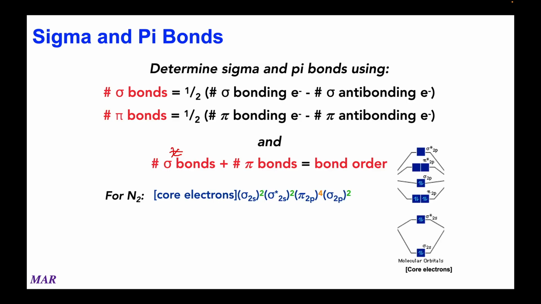For N2, here's the shorthand notation again. The sigma 1s and sigma star 1s are included in the core. But notice I have green electrons and orange electrons. The green electrons are the sigma electrons.